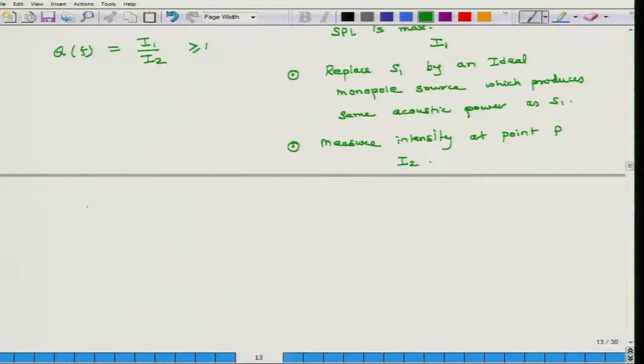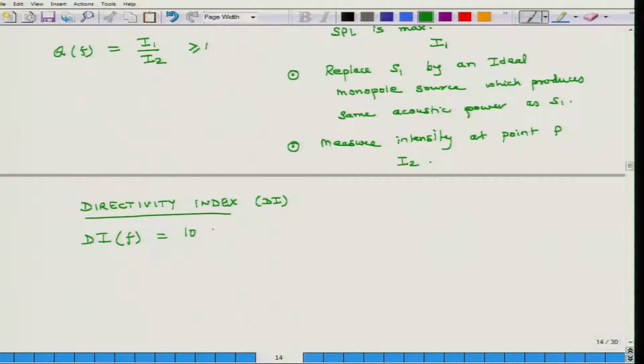And then the next thing is directivity index. A lot of times it is referred to as DI, and DI, which is again a function of frequency, is equal to 10 log of QF.